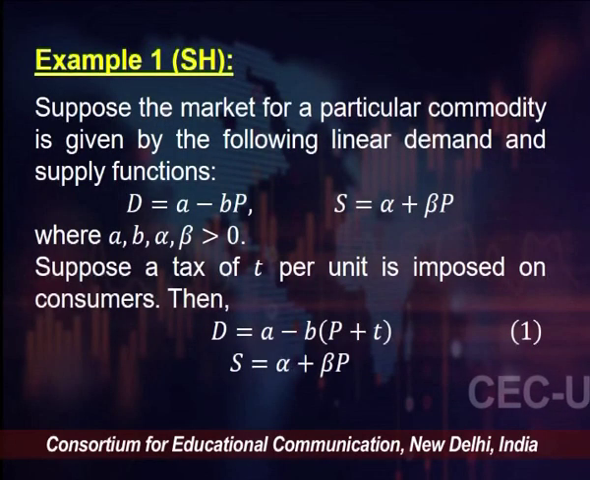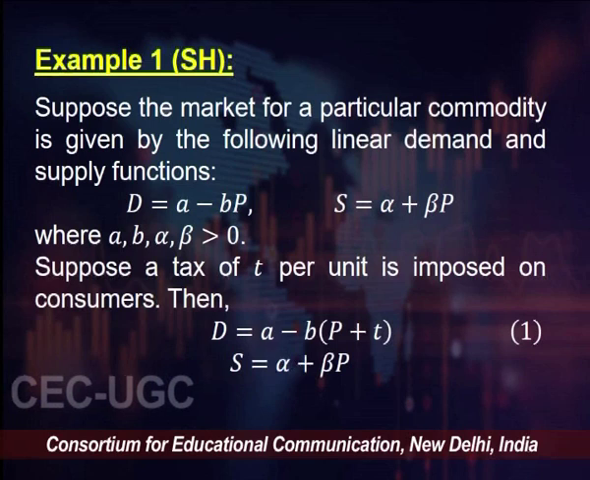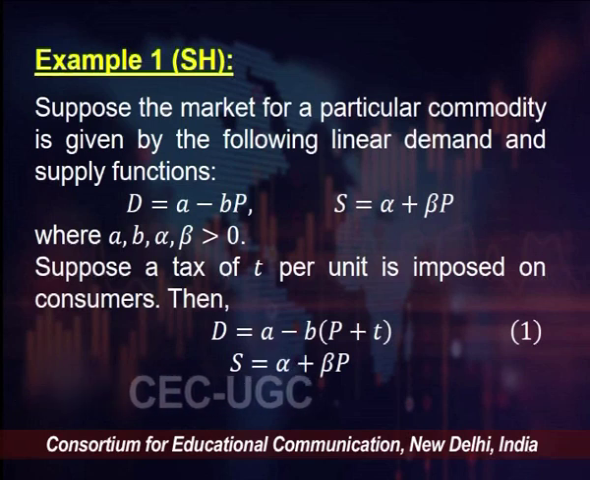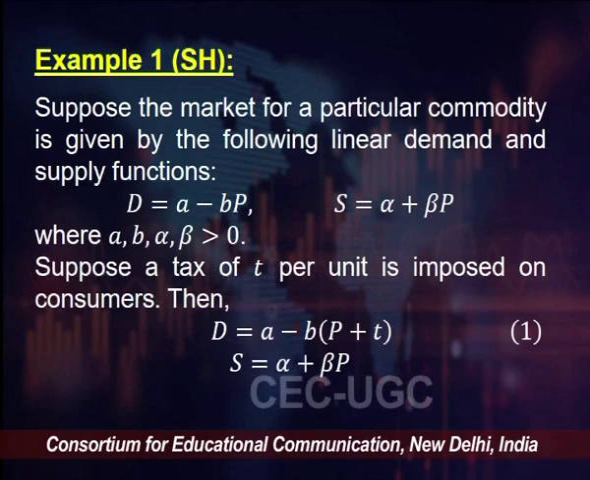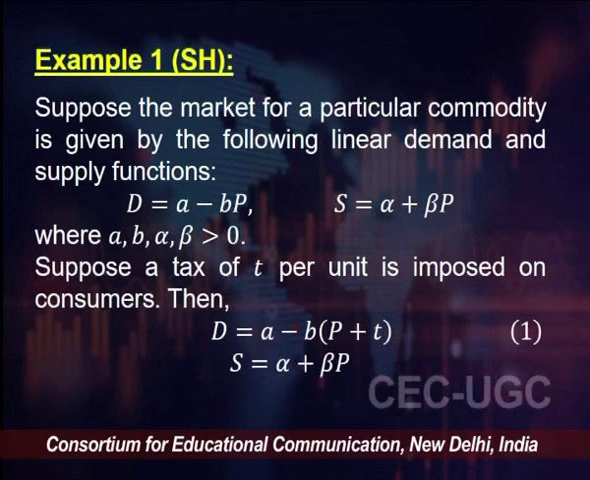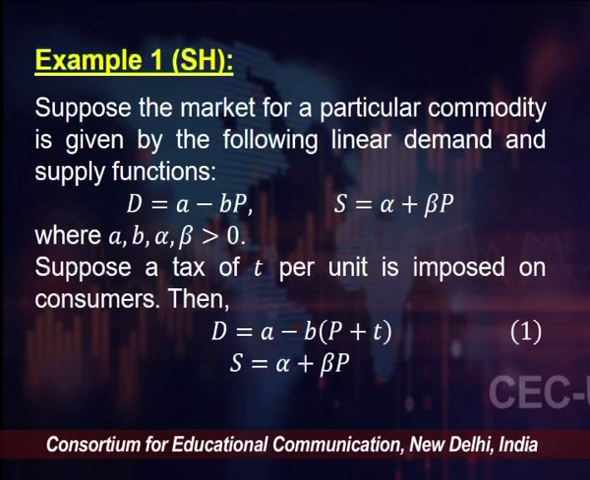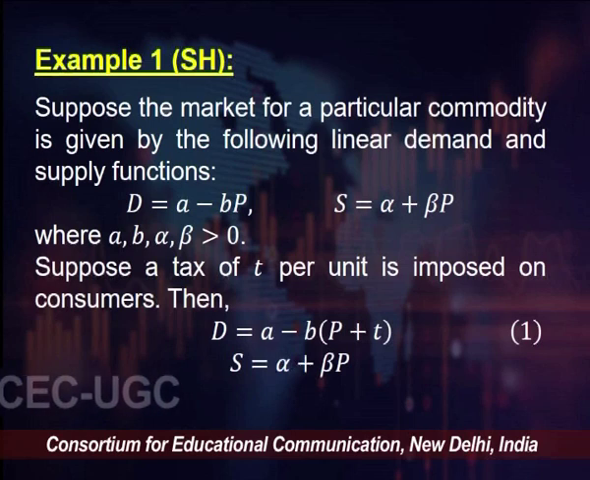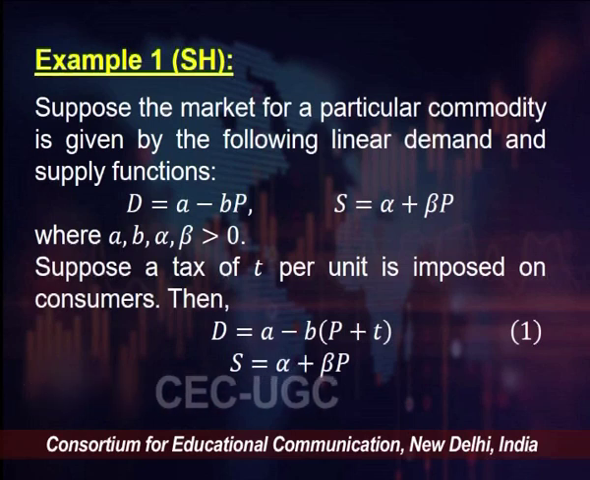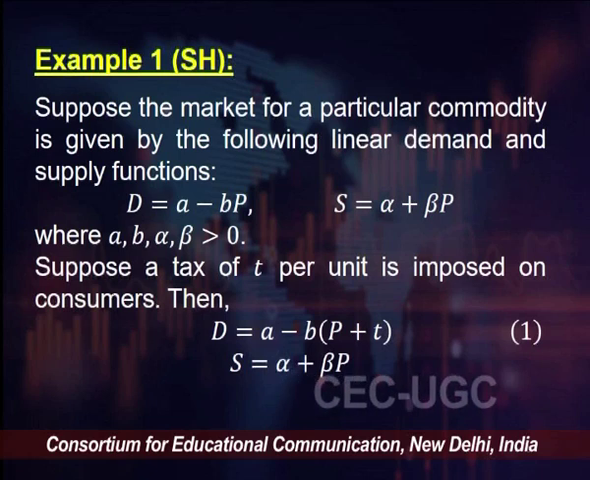Specifically, let us suppose the market for a particular commodity, and this is an example from the textbook by Sydsaeter and Hammond. The market for a particular commodity is given by the following linear demand and supply functions. You have the demand function, which is given by A minus B times the price, and the supply function, which is given by alpha plus beta times the price. So we are taking linear demand and supply functions to keep things simple.